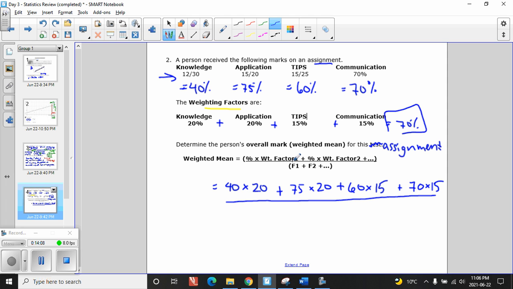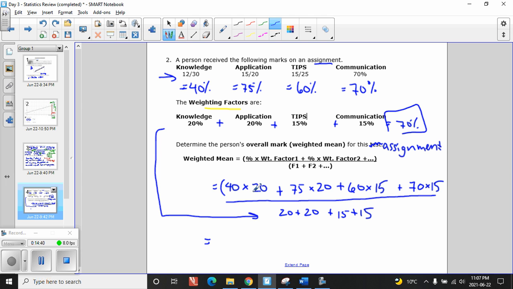I'm going to divide those by the total of all of the weight factors, which I already found, but I'll put it here anyway: 20 and 20 and 15 and 15. Simplifying that, I'm going to do 40 times 20, add 75 times 20, add 60 times 15, add 70 times 15.